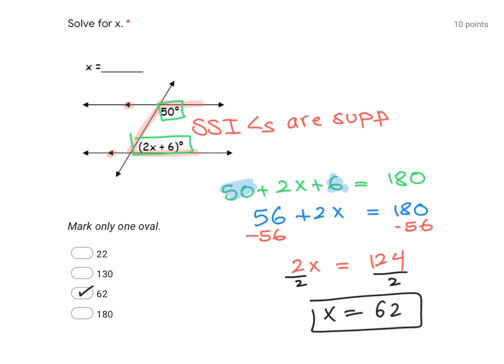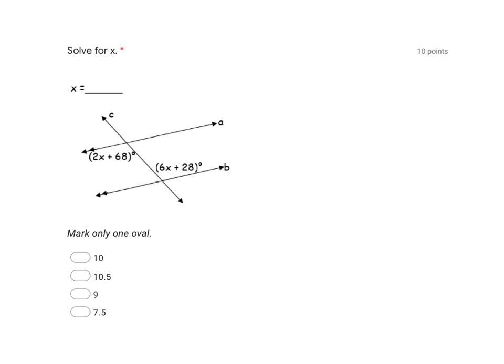So I have to decide what's the relationship of the angles given. And these angles can either be supplementary, which means they add up to give you 180, or they're going to be congruent. If they form a C, then they are same side interior angles and they are supplementary. Let's move on to the next question.